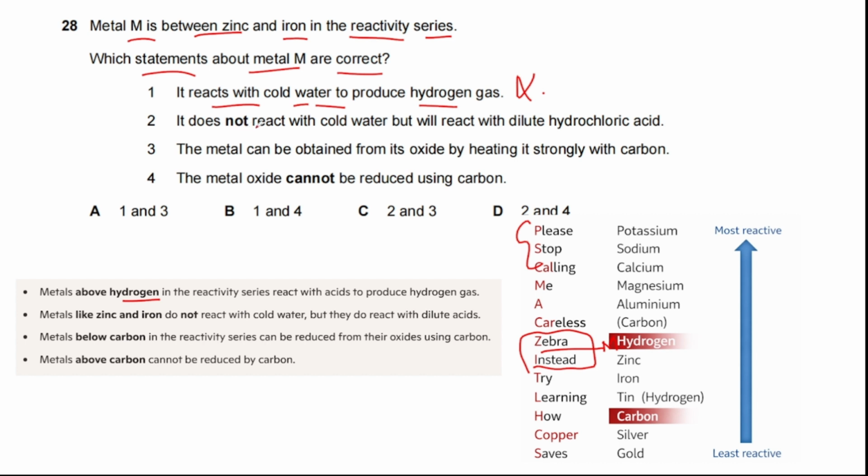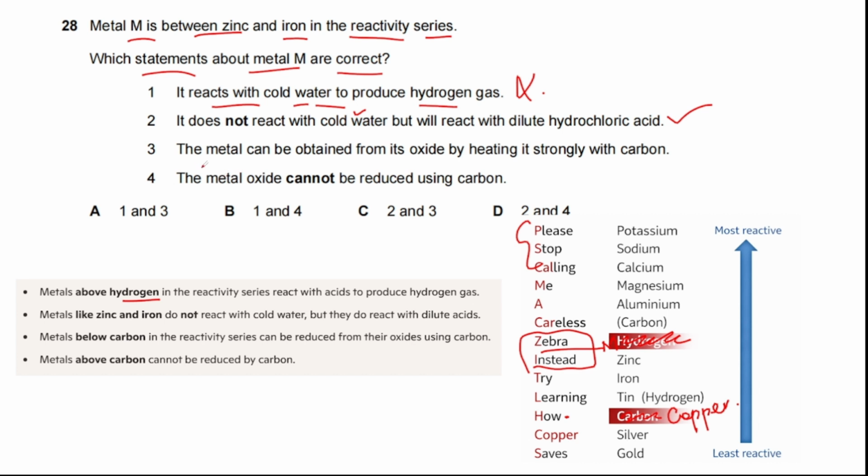Then, it does not react with cold water. Yes, that's correct, but it will react with dilute hydrochloric acid. It's a metal above hydrogen. Hydrogen is here, right? Since it is above, you can find out this one is correct. So here is hydrogen and here is copper. This is how the reactivity series is going to be.